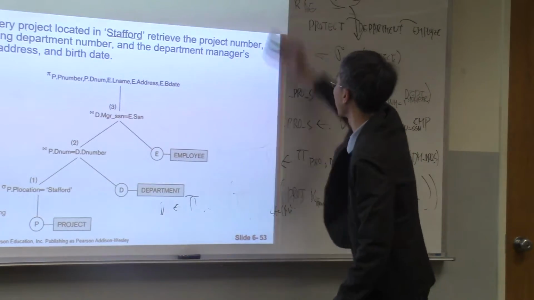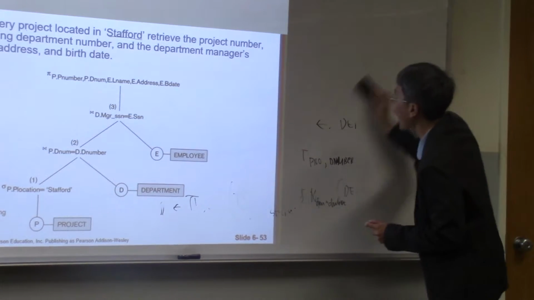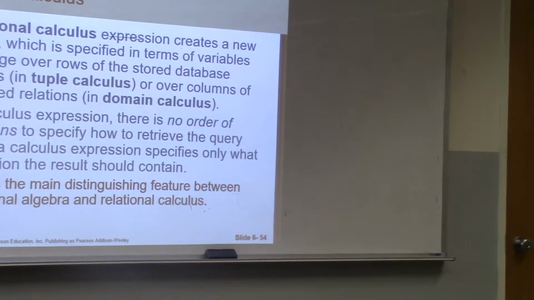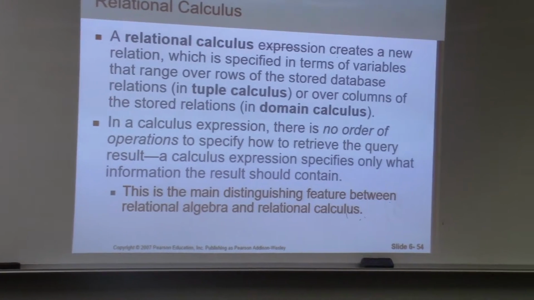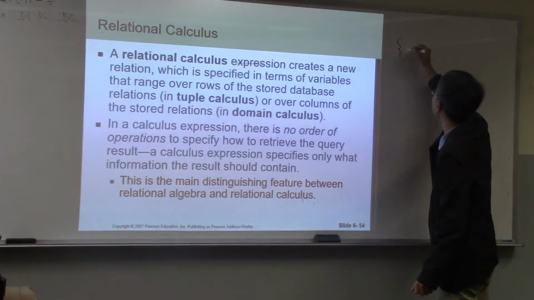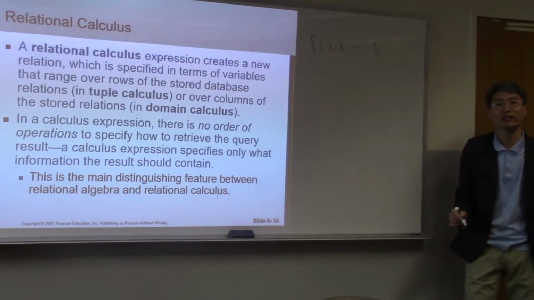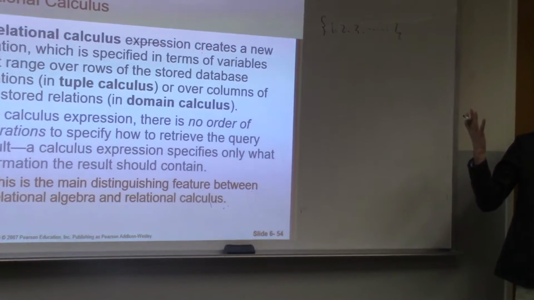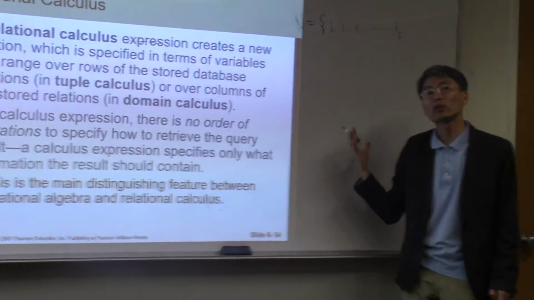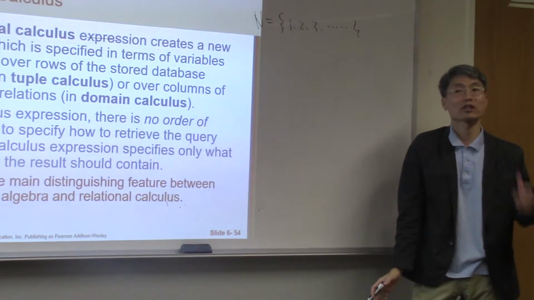Okay. There is another way to represent our query, which is called relational calculus. Relational calculus is based on set theory. So what is this one? It's a set of positive integers, or natural numbers. Is there any other way to represent this natural number set N using set theory notation?